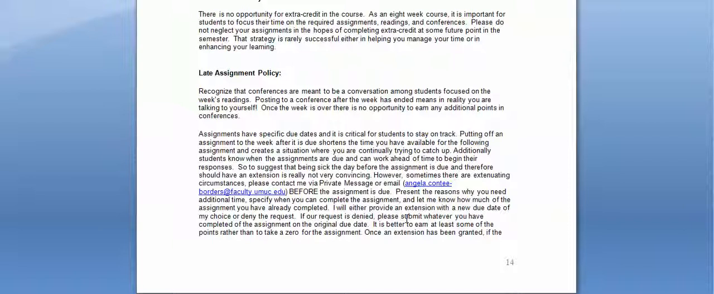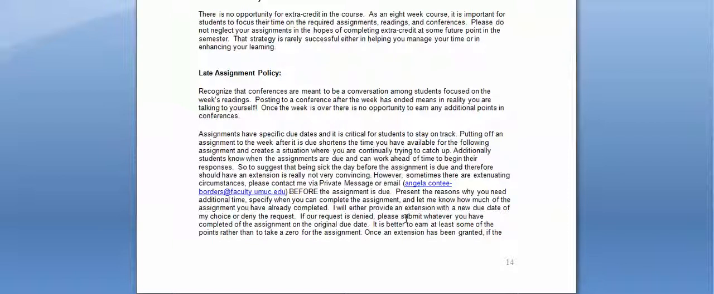What I do not want to do is give extensions for folks who simply have not even attempted the assignment. So you can request an extension only once during the class. If you want that extension, you will have to come to me directly. I will review your rationale and reason for it. I will determine whether or not you can get the extension.